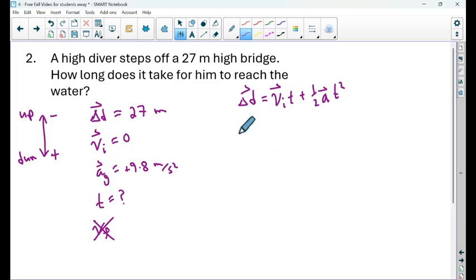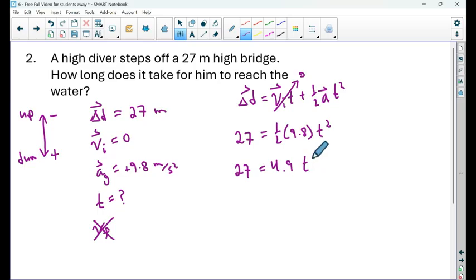Let's plug some stuff in. Displacement is 27. Now, since my initial velocity is 0, that means when I multiply my initial velocity of 0 times my time, this whole term is going to end up being 0. So I'm just going to write that like that. I put a line through it and a 0. That way I don't have to sub in a 0 and deal with all of that extra messiness. Nice, clean way to do it. So that's going to be 1/2. My acceleration is 9.8, and my time is t squared. So that means 27 equals 1/2 times 9.8, which is 4.9, times t squared.